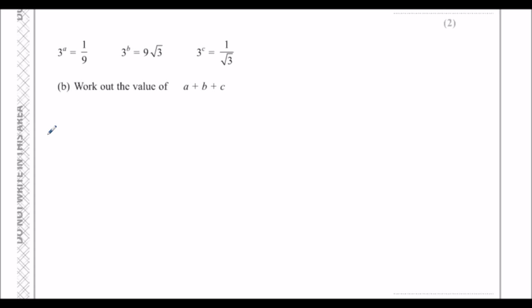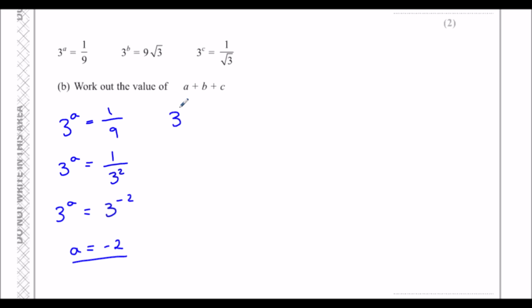Part B. So we've got to work out the value of a plus b plus c, and we need to work out what number a, b, and c are, and then add them together. So we're told 3 to the power of a is 1/9. 9 is 3 squared. So 1 over 3 squared. And to flip it over, it becomes a negative. So 3 to the power of a is 3 to the power of -2, which means a must be -2.